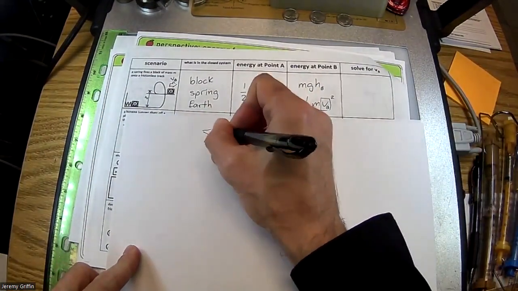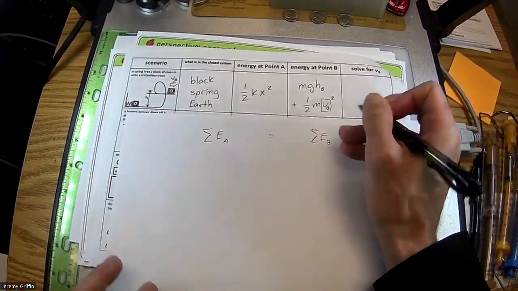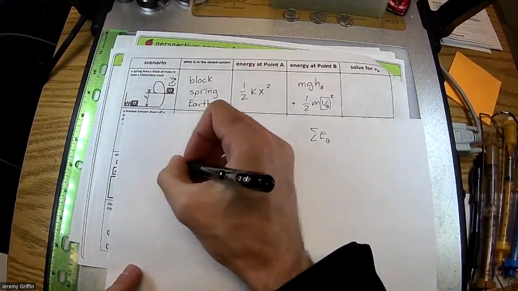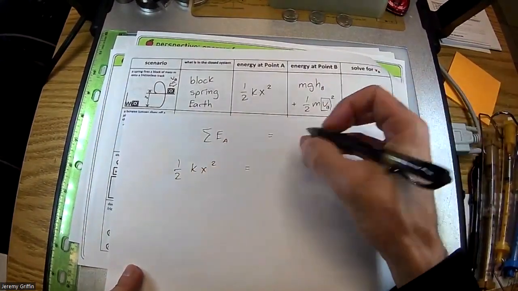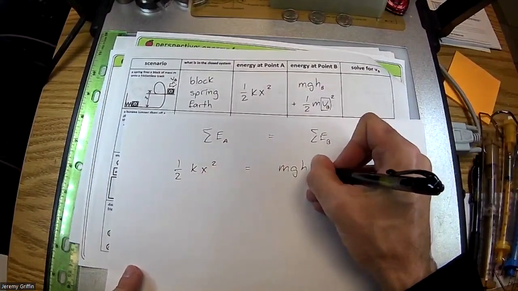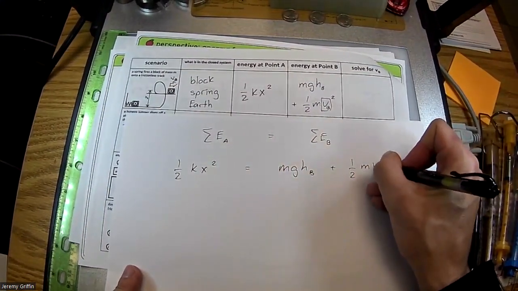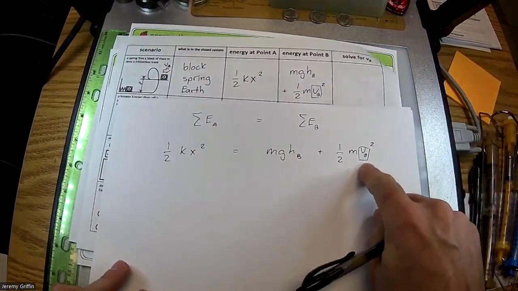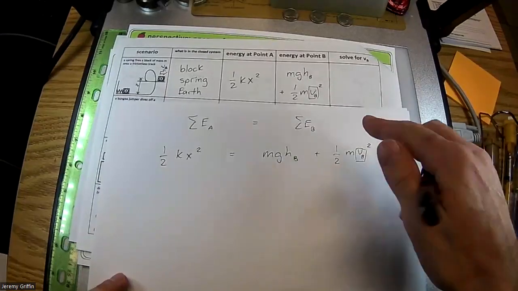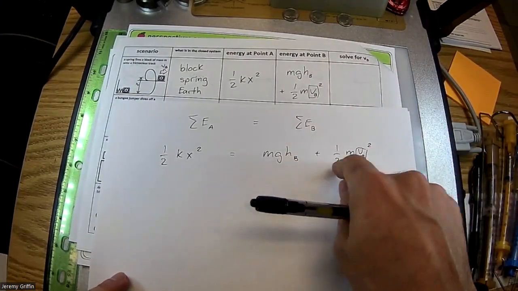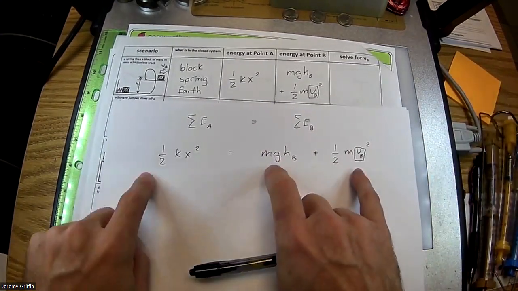So the sum of energy at point A equals the sum of energy at point B. At point A, it's all 1/2 kx squared. At point B, now we have this mix of mgh plus 1/2 mv squared, with little subscripts on these. We're solving for this v_B. We can definitely get that; we just have to go through an algebra process: subtract that, times 2, divide by m, square root. Those are the algebra steps we're about to do.